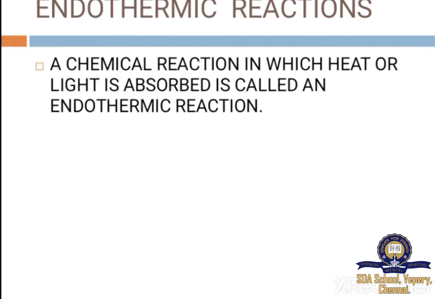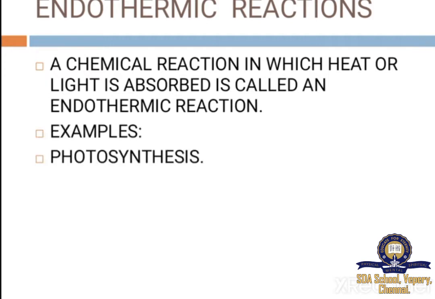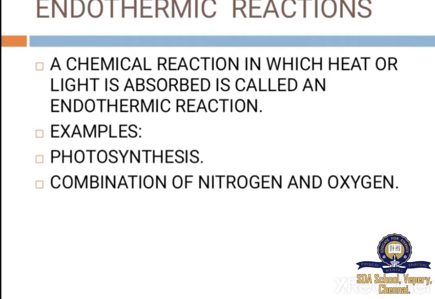The definition of endothermic reaction is: a chemical reaction in which heat or light is absorbed is called an endothermic reaction. Endo means in. So, these are the reactions where heat or light is taken in. Examples are photosynthesis, combination of nitrogen and oxygen, etc. In photosynthesis, we all know the sunlight is absorbed to prepare food, right? So, it is an endothermic reaction since there is an absorption of sunlight.